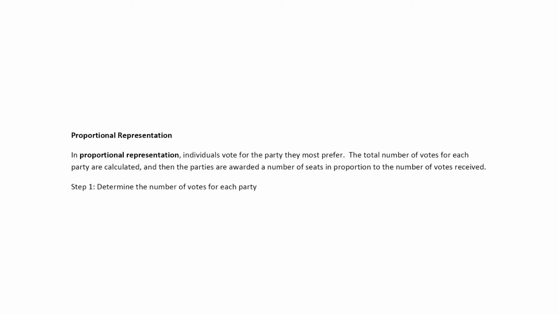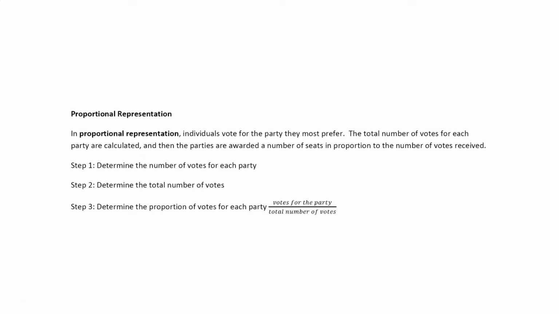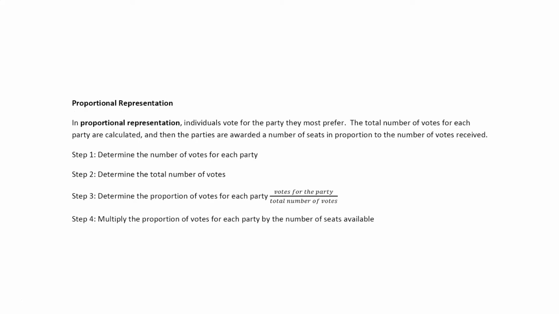Step 1 is to determine the number of votes for each party. Step 2 is to determine the total number of votes. Step 3 is to determine the proportion of votes for each party, which is simply dividing the votes for each party by the total number of votes. Step 4 is to multiply the proportion of votes for each party by the number of seats available.